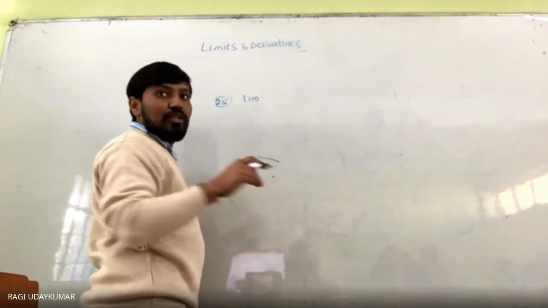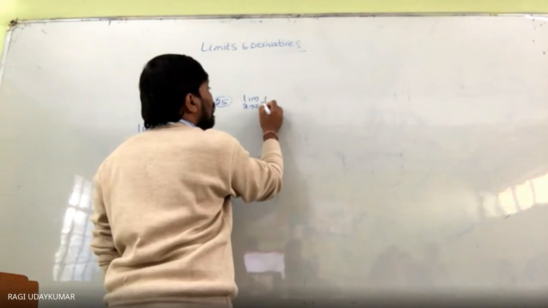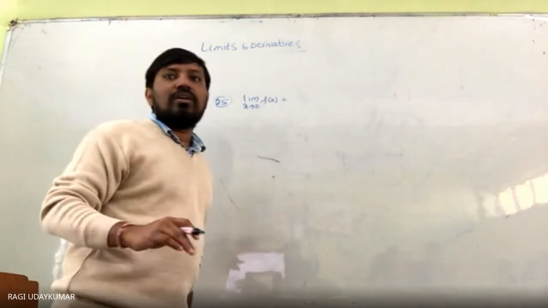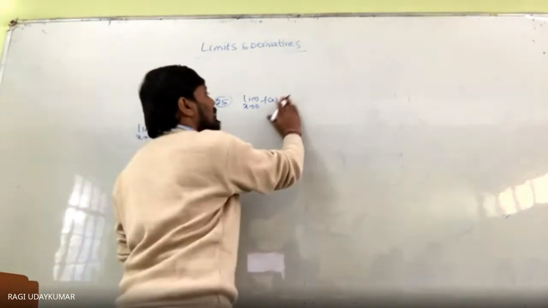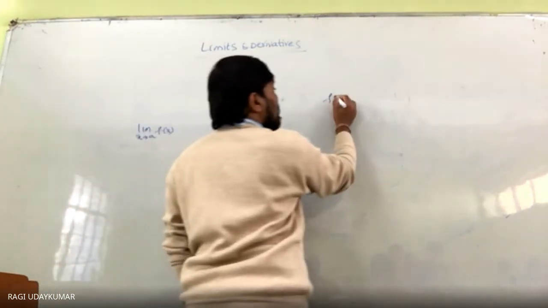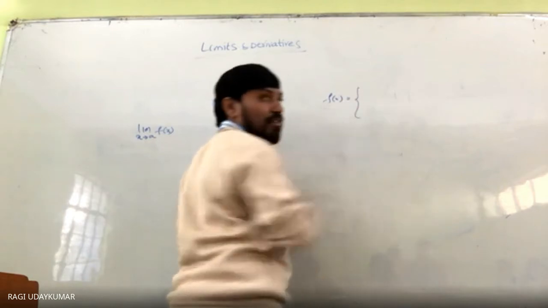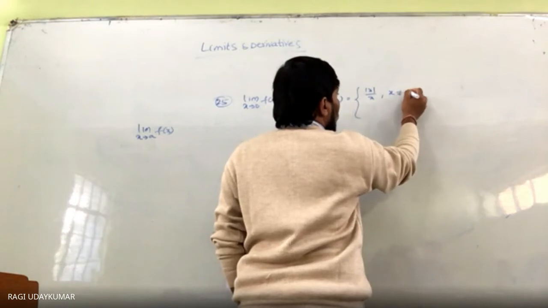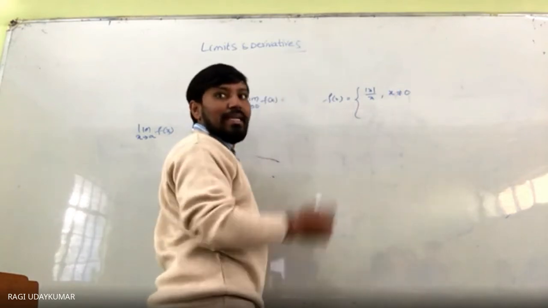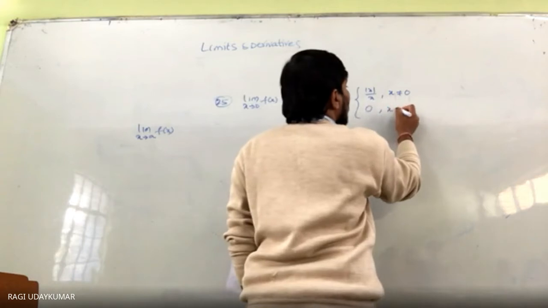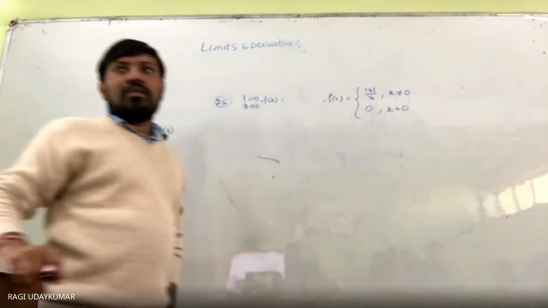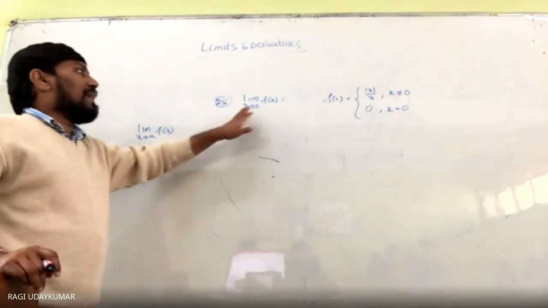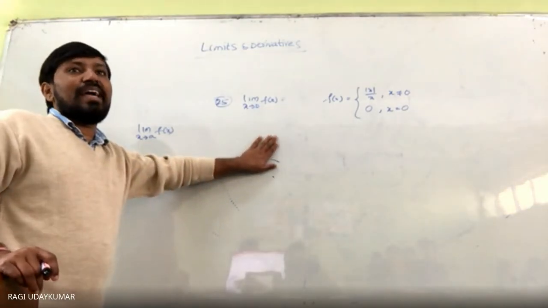So what is the question asking you? Limit x tends to 0, f of x. You need to find this, where f of x is equal to mod x by x if x is not equal to 0, and it is equal to 0 if x is equal to 0. So whenever you say that the limit exists, it is nothing but the left hand limit and right hand limit.